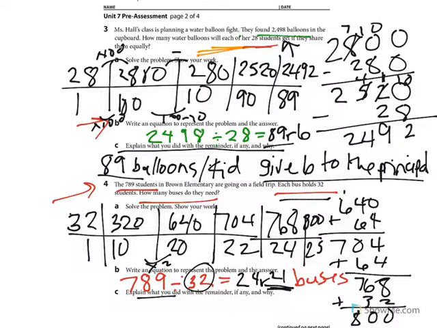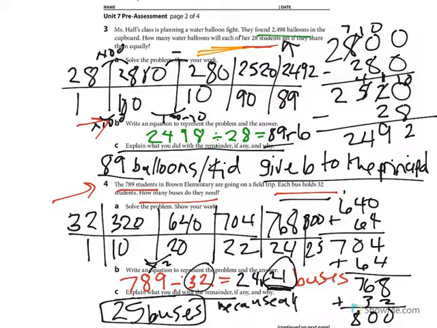But what I know is I can't leave those 21 kids out in the cold. They can't sit in somebody's lap. So what did I do with the remainder? I made my answer 25 buses because we're going to need an extra bus for those 21 kids. Okay, and I would explain that because all kids need a bus.